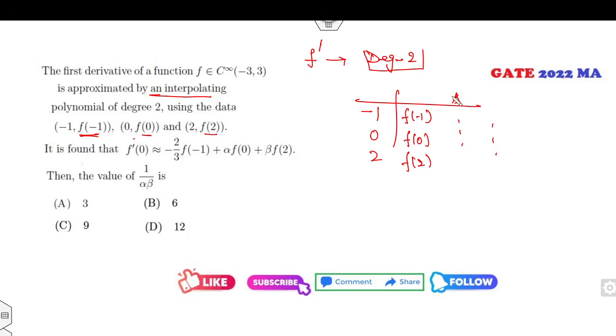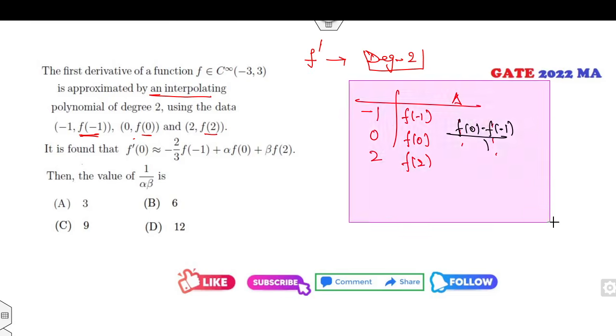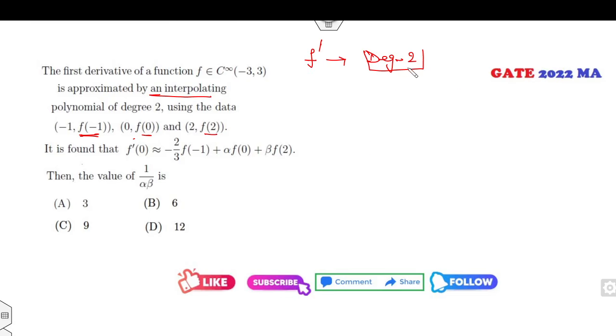You can write these values in terms of (f0 − f1)/1, but there is no use of them. So what is the easiest way? Because it is of degree 2, what is the degree of the polynomial? ax² + bx + c. Once you write it as ax² + bx + c, what are my bases? Bases are 1, x and x². Once you know this is a basis, I can substitute this value in this case.